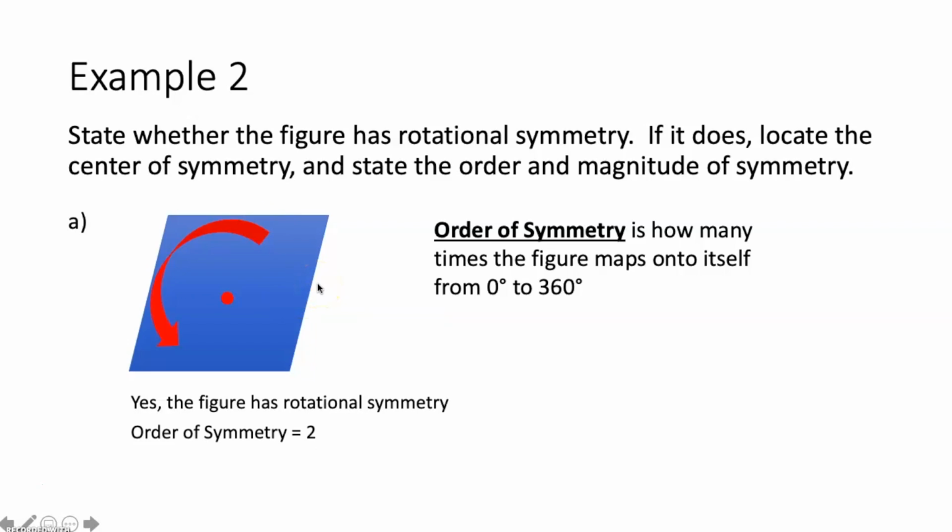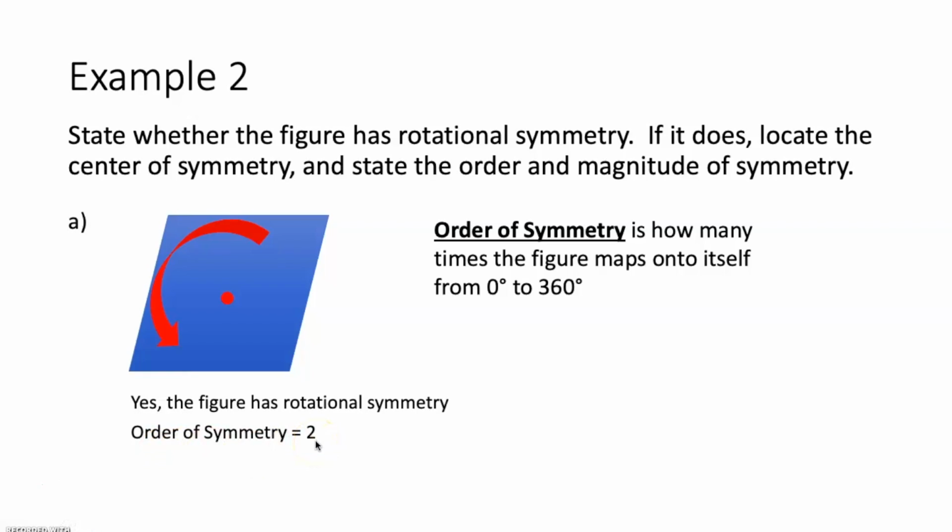Now, think about it this way. If a figure does not have rotational symmetry, its order of symmetry is just going to be 1. That means you could spin it around and it'll only map onto itself after you get back to 360 degrees. This one maps onto itself at 180 and 360. So we count that as an order of symmetry of 2.